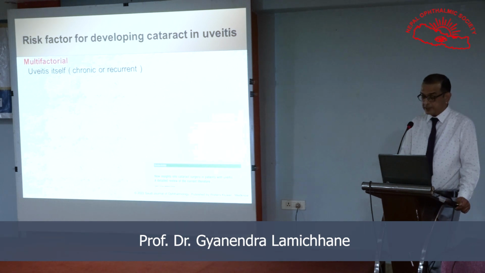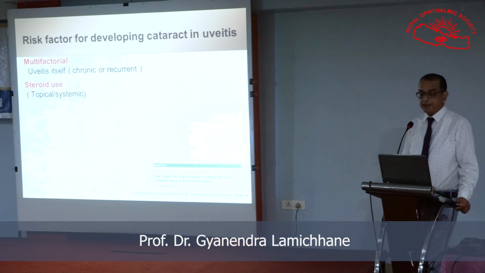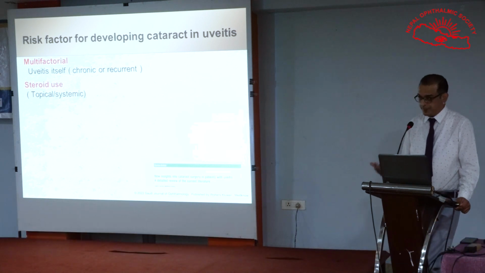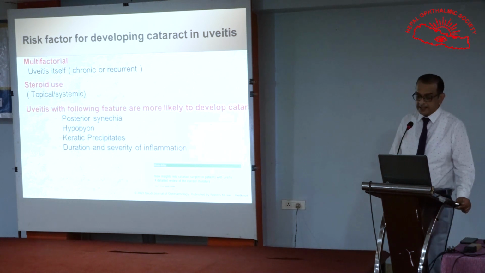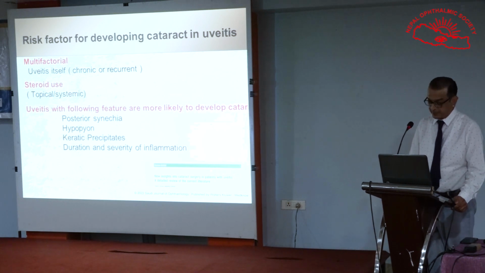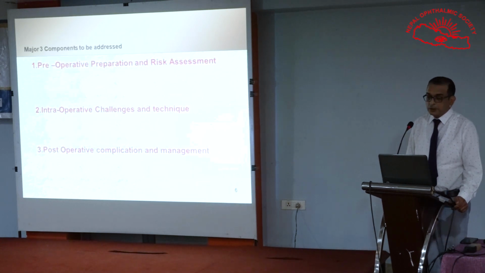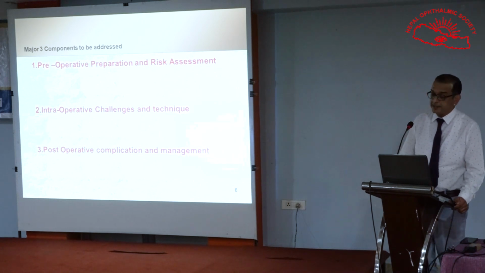Uveitis itself causes cataract, and so does steroid use, as we have to use steroids for a long time in the form of topical, periocular or systemic steroid. Uveitis with posterior synechiae, hypopyon, keratic precipitates, and chronic duration are the bigger culprits in developing cataract. So three major components are to be addressed whenever you are dealing with uveitic cataract: pre-, intra-, and post-operative, as we all know.